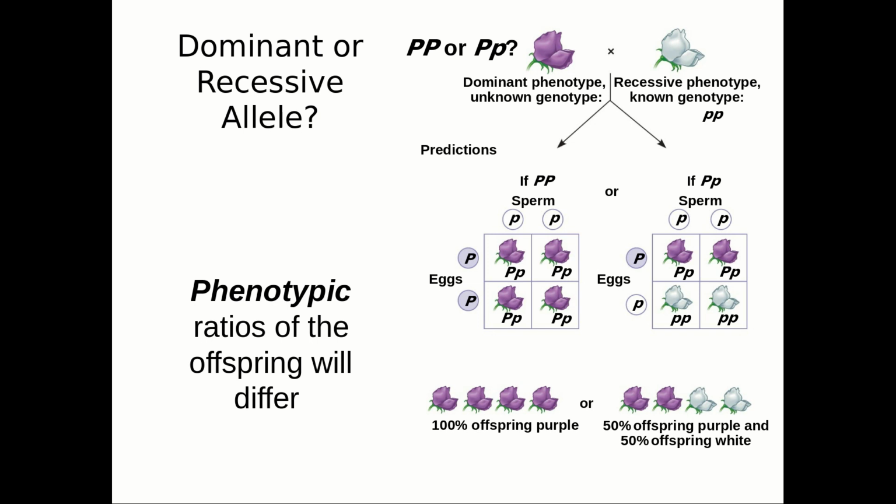Here we have an example of a dominant and recessive phenotype. Eggs, sperm basically produce these particular ratios. Hopefully you are familiar with Punnett squares, and you know how to read them. You know how to see that you have 100% on the left and 50-50 on the right.